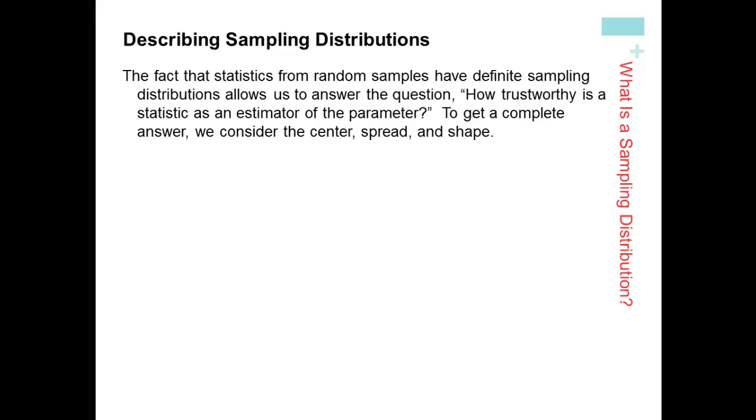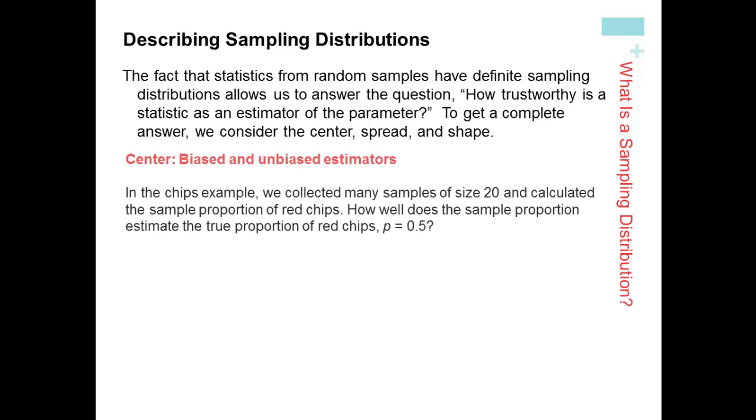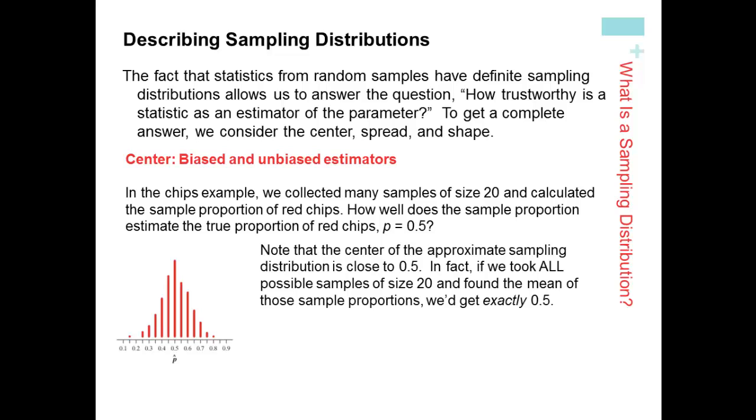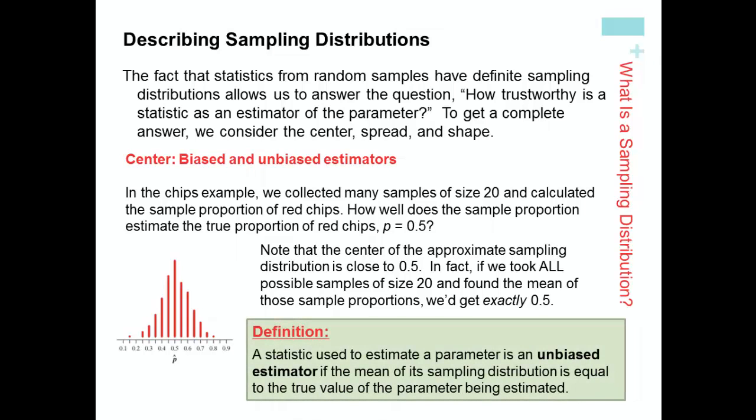To get a complete answer, we consider the center, shape, and spread of the distribution. In the chip example, we collected many samples of size 20 and calculated the sample proportion of red chips. How well does the sample proportion estimate the true proportion of red chips? Note that the center of our sampling distribution of approximately all the samples is close to 0.5. In fact, if we took all possible samples of size 20 and found the mean of those sample proportions, we'd get exactly 0.5. This leads to a definition.